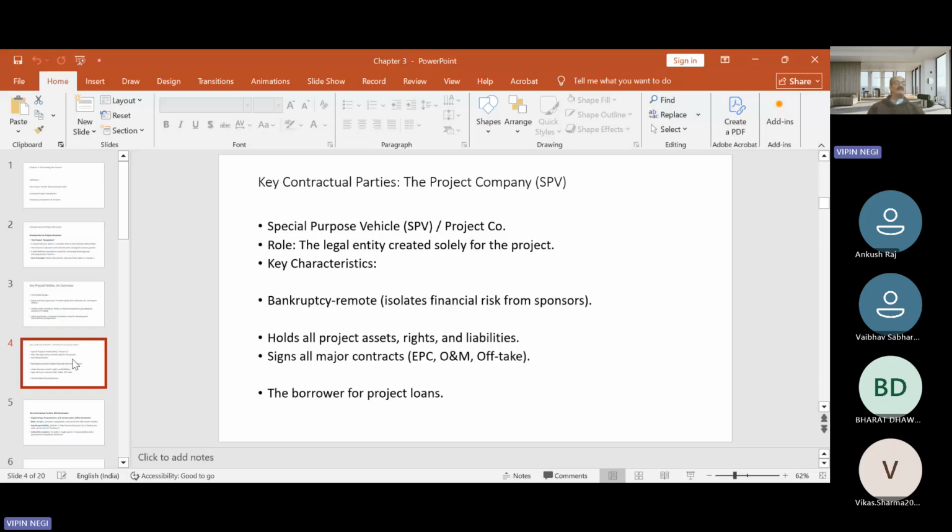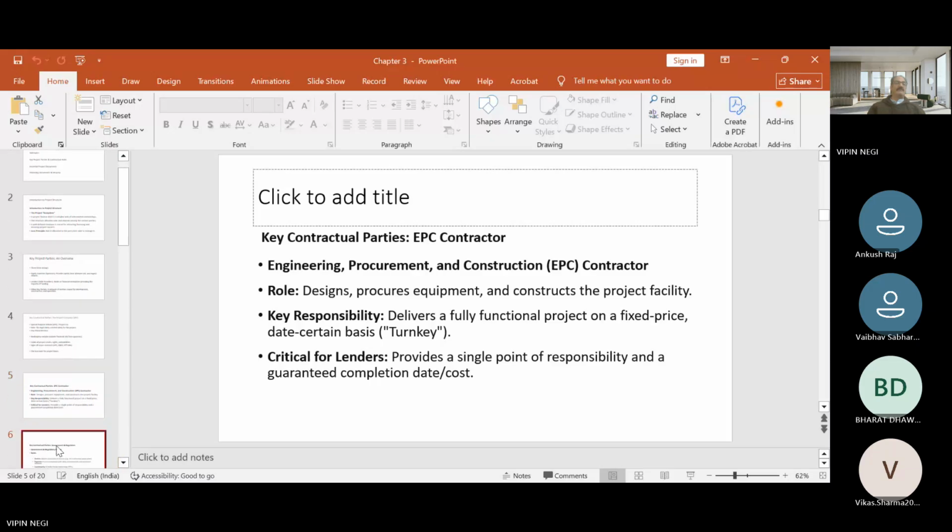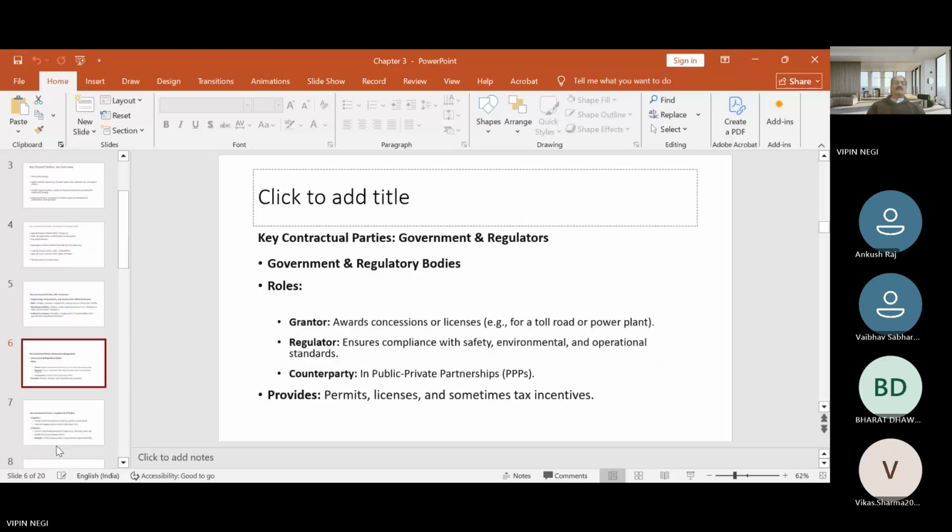So this is a very crucial aspect in this part. These are the examples I have given. Already we have discussed this, critical for lenders. This one is, as we said, government and regulatory bodies. We have discussed this.